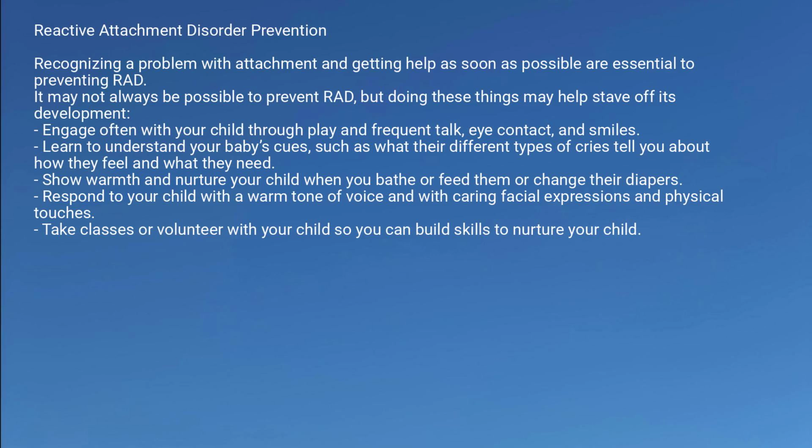Reactive attachment disorder prevention. Recognizing a problem with attachment and getting help as soon as possible are essential to preventing RAD. It may not always be possible to prevent RAD, but doing these things may help stave off its development. Engage often with your child through play and frequent talk, eye contact, and smiles. Learn to understand your baby's cues, such as what their different types of cries tell you about how they feel and what they need. Show warmth and nurture your child when you bathe or feed them or change their diapers. Respond to your child with a warm tone of voice and with caring facial expressions and physical touches. Take classes or volunteer with your child so you can build skills to nurture your child.